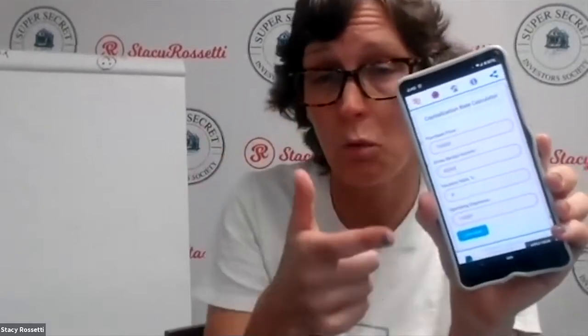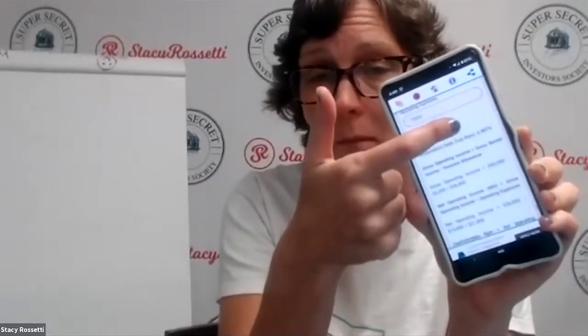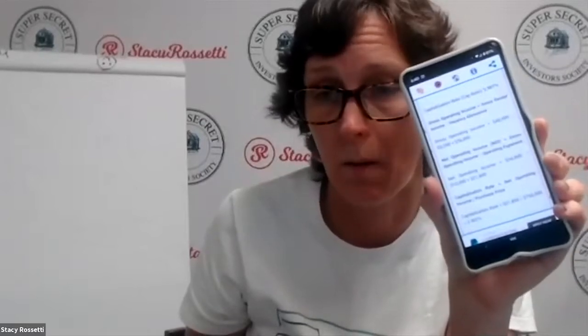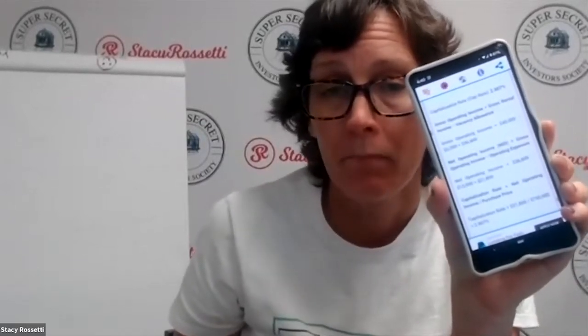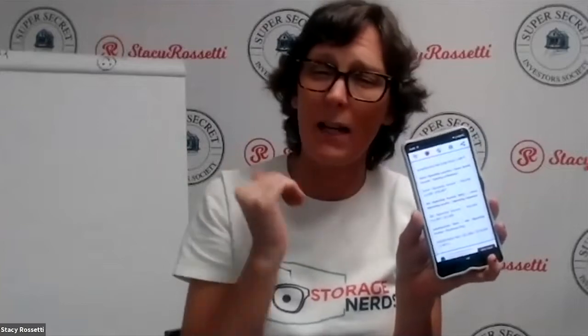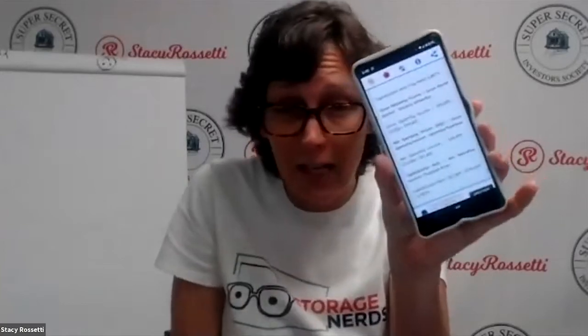Now, I like this one because on the bottom, it has the formulas. Okay. So you can see the gross operating income equals the gross rental income minus the vacancy. The net operating income equals the gross operating income minus the operating expenses. The cap rate equals the net operating income divided by the purchase price. So it brings you through the whole formula on how they get to the cap rate. That's why I like it, and it gives you an example.